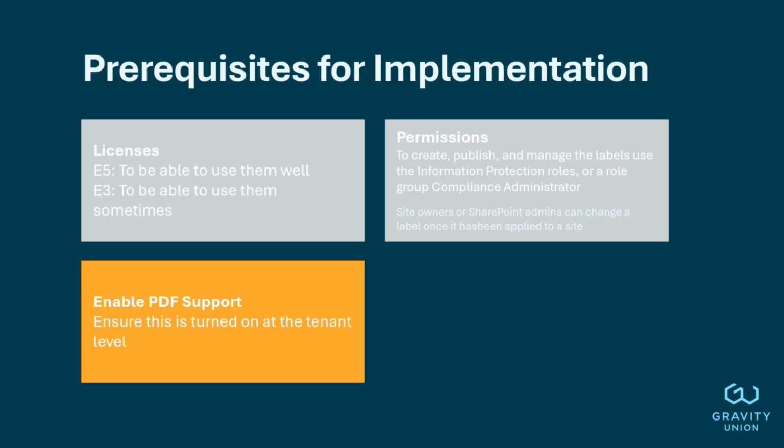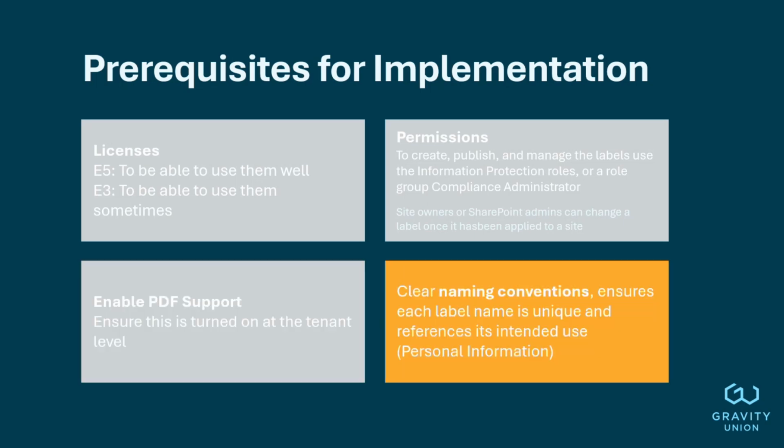As well, it is definitely recommended to enable PDF support. Sensitivity labels will be able to be applied to Office-based files, so things like Word, Excel, or PowerPoint, but definitely for an organization that maintains other file types, including PDFs, turn this on as well. This is just a one and done setting at your global Microsoft tenant level.